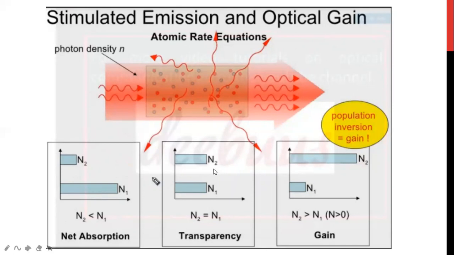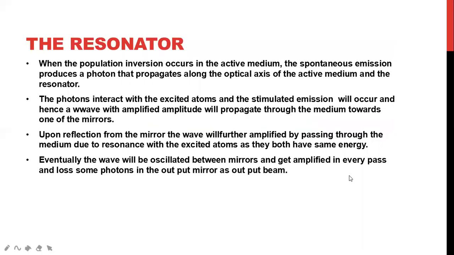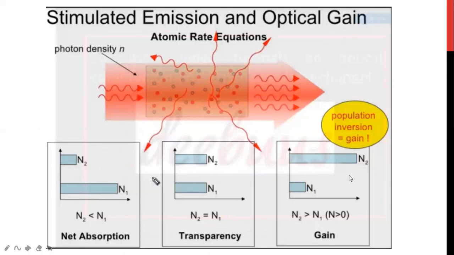Now, when N1 is equal to N2, then it is somewhat a transparency. Now, this is the condition for the lasing action, that is population inversion. That is, N2 should always be greater than N1. That means we will obtain a net gain.